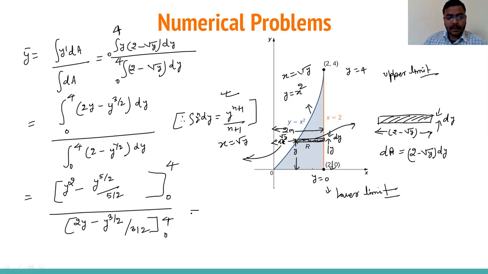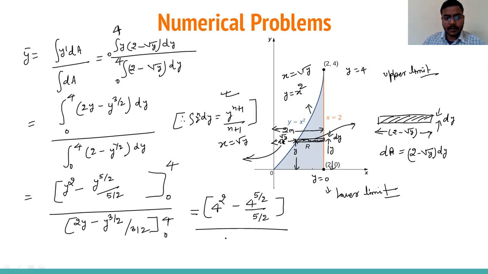Now we can put the value 4 by putting the value 0. So this would be 4 square minus 0. I'm writing directly 4 because everywhere is y. By putting 0, it will get minus y, minus 0, so something minus 0 won't change. So I'm writing directly 4, put the value y is equal to 4. So 4 square minus 4 to the power 5 by 2 divided by 5 by 2.